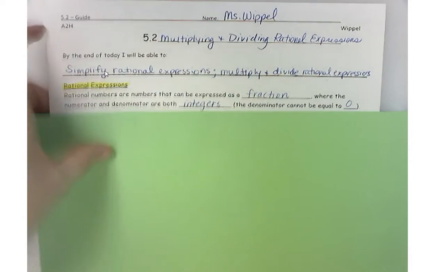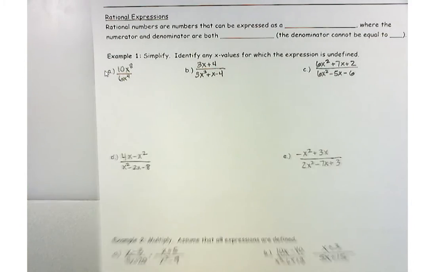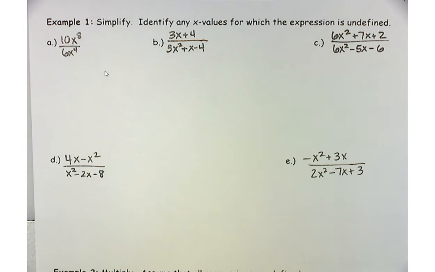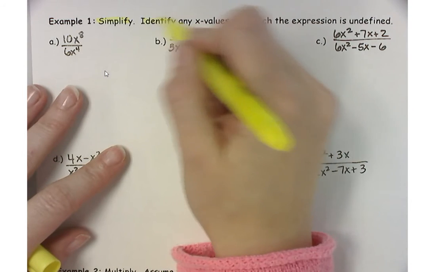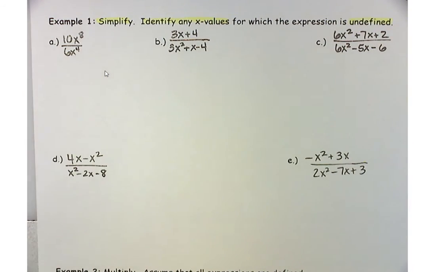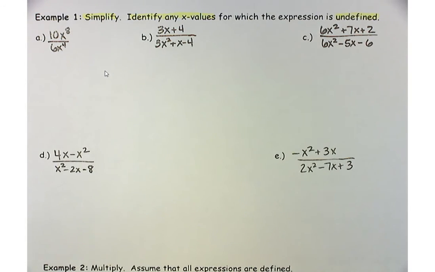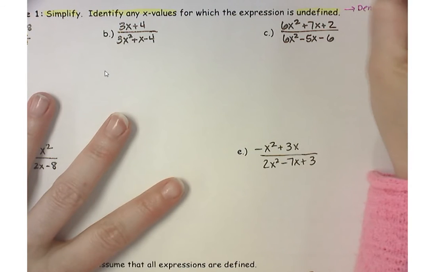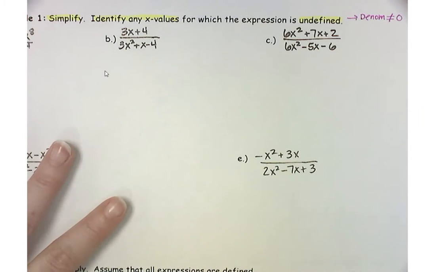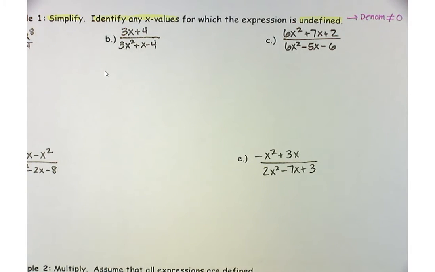Okay. All right, so for example 1, it says to simplify, and then we are going to identify any x values for which the expression would be undefined. So what that means is, in a rational function, you have to find the places where the denominator is not going to equal 0. Or really, you're going to find the values for which it does equal 0, and then we know that those are going to be our restrictions.